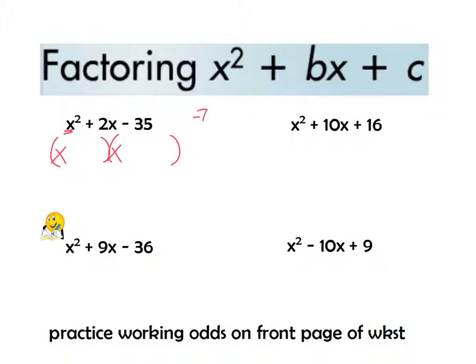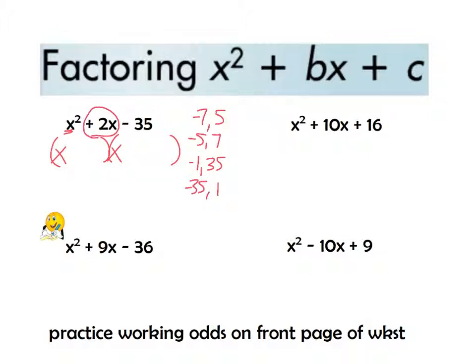It could be a negative 7 and a positive 5, but it could just as likely have been negative 5 and positive 7. Both of those get me to a negative 35. I also could go negative 1 and positive 35, or negative 35 and positive 1. But ultimately, remember, I want them to add up to get me this.